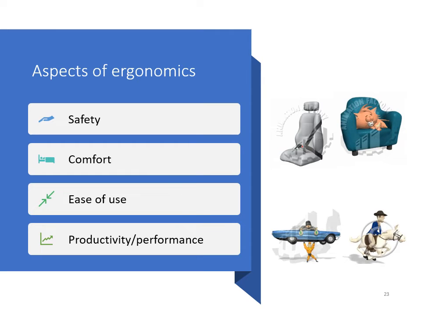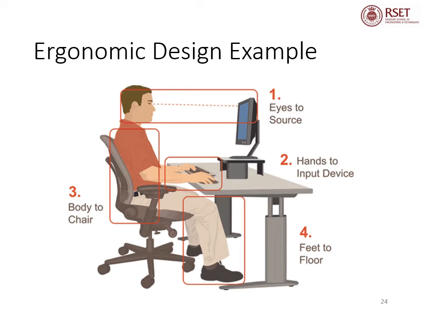The different aspects of ergonomics include safety, comfort, ease of use, productivity, or performance. This is an example of ergonomics design. We can see the eyes are directly pointing towards the source device. The hands can be directly put onto the input device. The body is straight on the chair and the feet are touching on the floor. Many products are not safety critical and the designers must take the responsibility for balancing aesthetics and ergonomics appropriately.